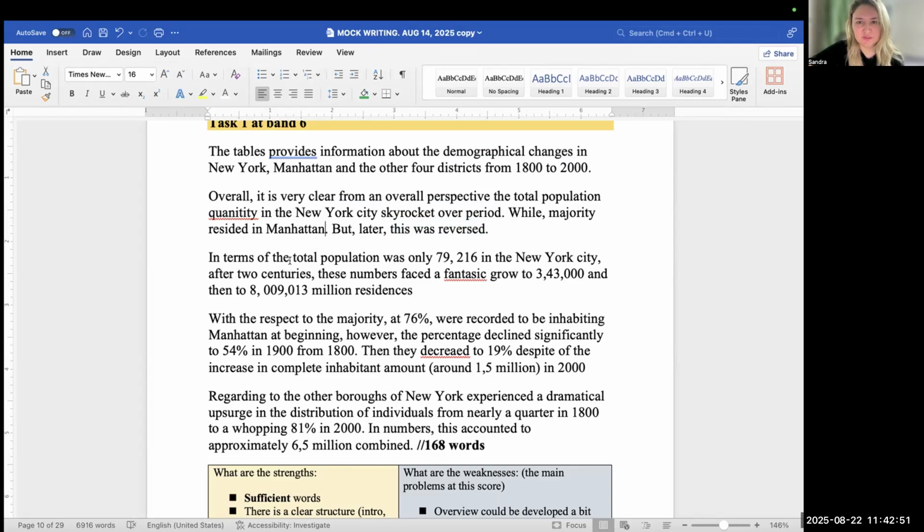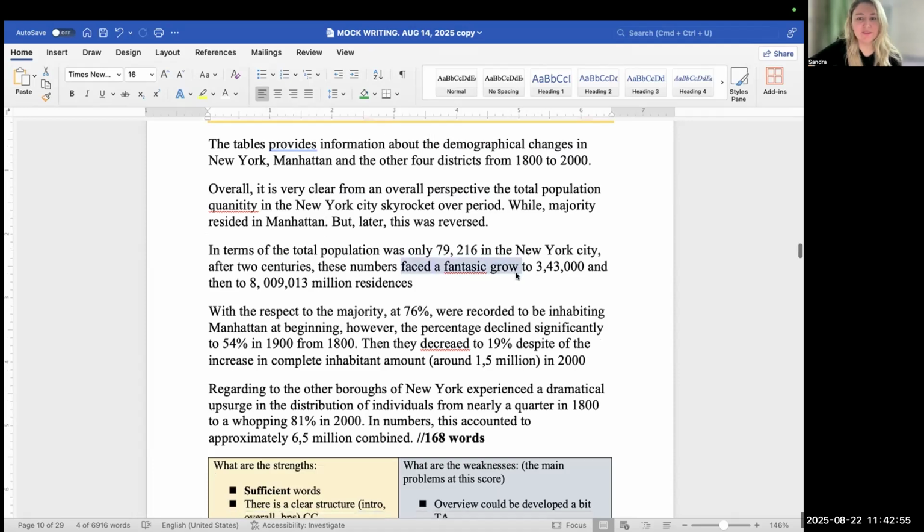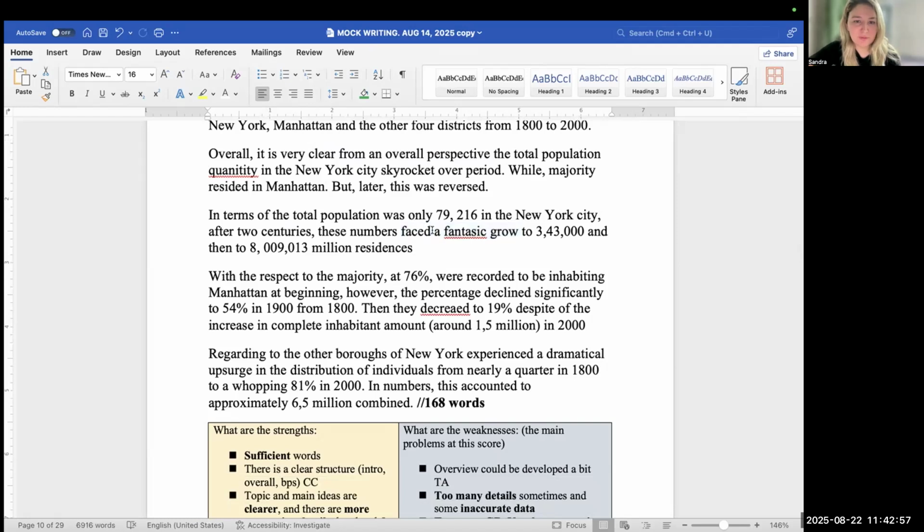"In terms of this, there was after T, this face it a fantastic girl." Look at this one, for example. "Face it" is probably what they thought was a synonym for "experience," but is it? Not really, because "face" is used with challenges, difficulties that people experience. So you do not say, "I faced an opportunity." No, "I faced challenges." So this would be incorrect usage here as well.